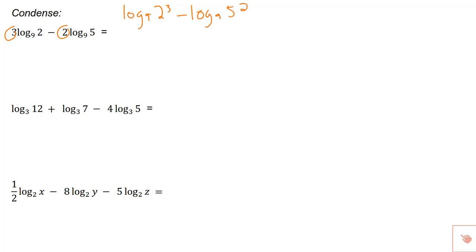Because these are both log base 9, I can actually combine them together. So log base 9 of 2 to the third, which I know is 8, divided, since it's being subtracted, by 5 squared, I can just make that into 25, which is what 5 squared is.